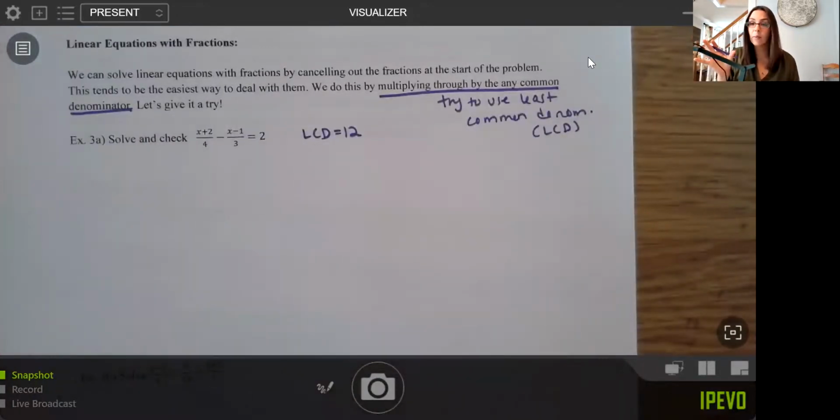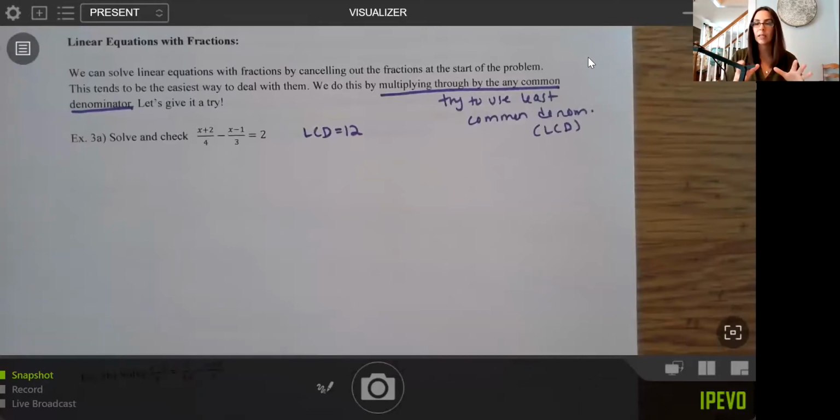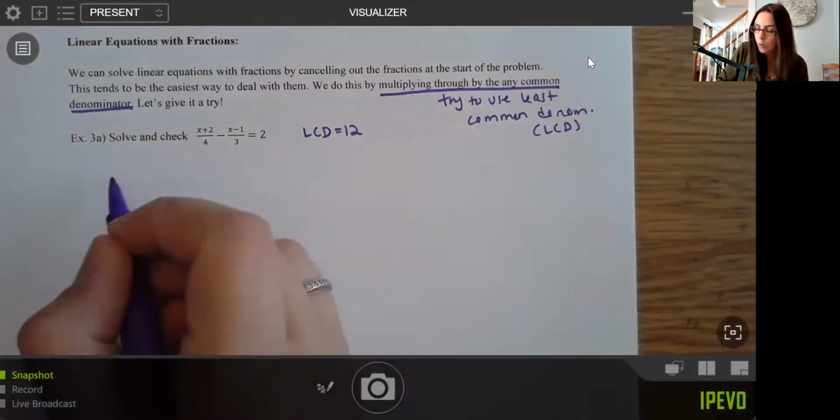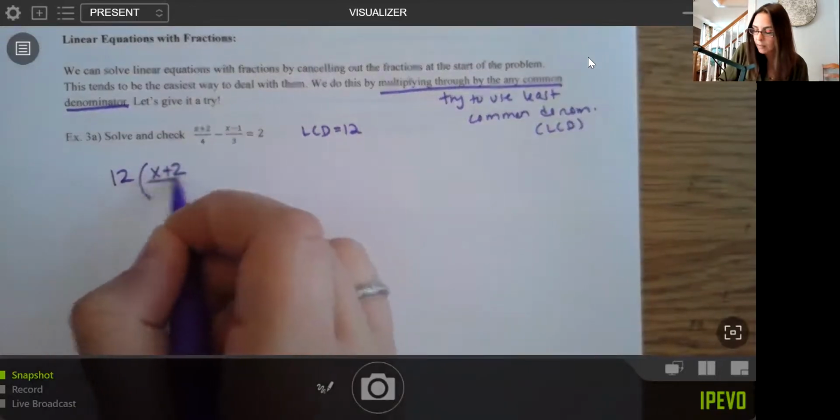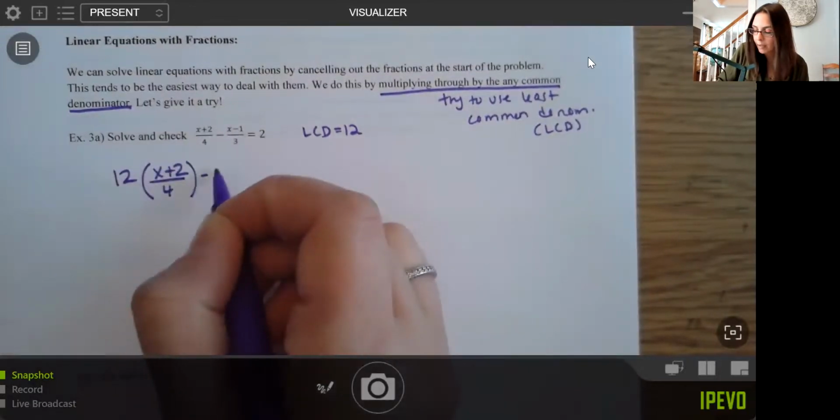Now, technically, we multiply the left side of the equation and the right side of the equation by 12. That keeps the equation balanced, and it makes sure we don't mess up our solution. It keeps it as an equivalent equation. So you can do that first. I kind of like to skip that step and just jump right into multiplying every part by 12. I think that's a little bit easier, but technically we are multiplying both sides of the equation by 12. So anytime you have a different piece, you're going to multiply it by 12.